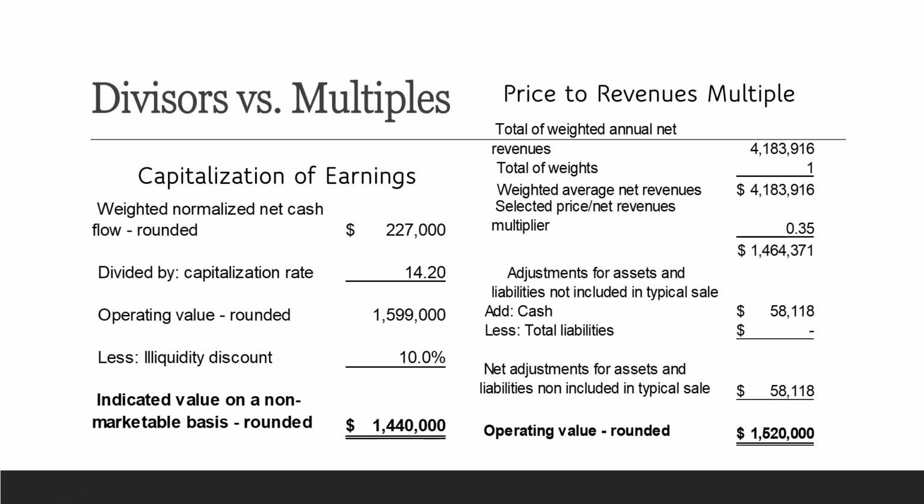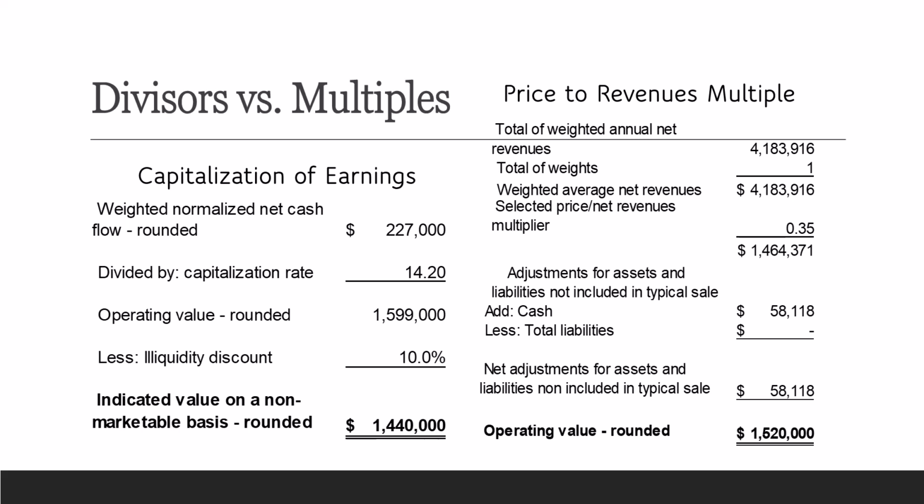So, divisors versus multiples. I have here two examples of two different methods that I pulled from a report I wrote a while ago. One method, capitalization of earnings, is using a divisor. Most of us will know that as a cap rate, or capitalization rate, and we'll come up with an indication of value. The other method, price or revenue multiple method, is using a multiple.